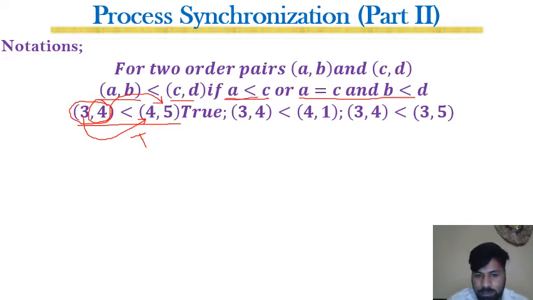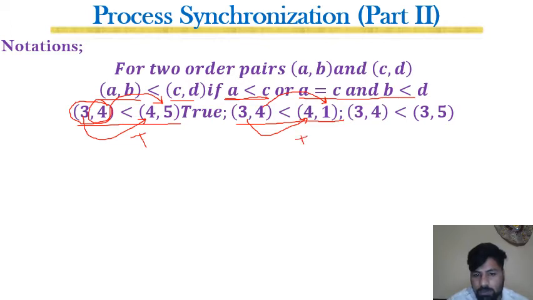It meets the first condition that was used for comparing two ordered pairs, right? In the second ordered pair, you can see here that 3 is less than 4, and if 3 is less than 4, then no matter what the relationship between the second elements of the two ordered pairs is, we will decide that this is also true.